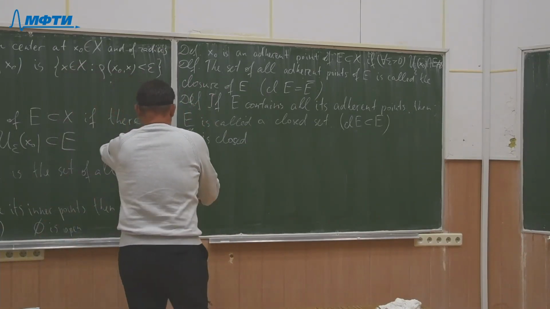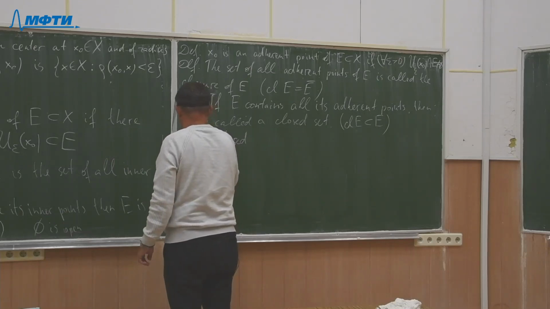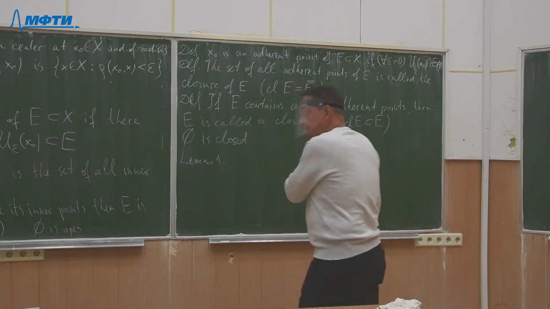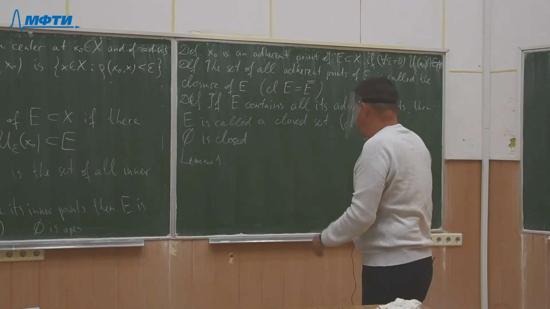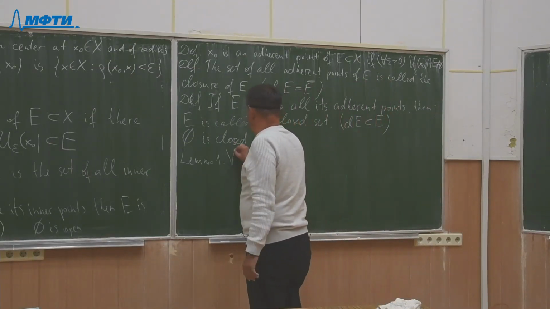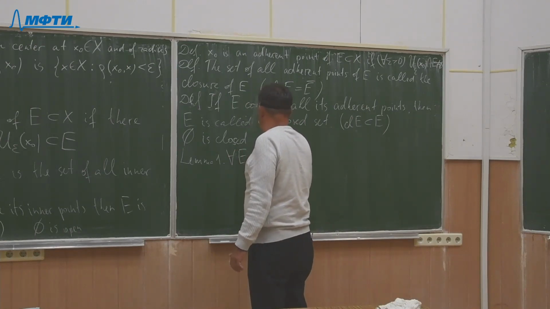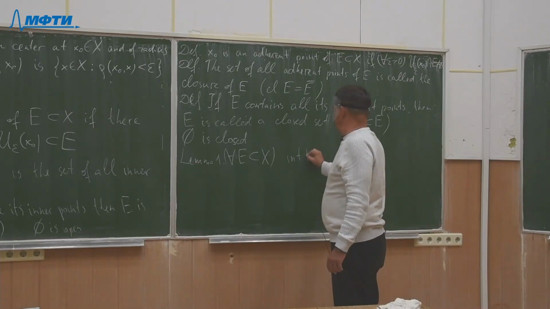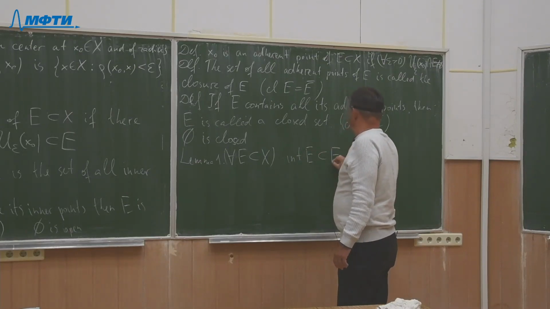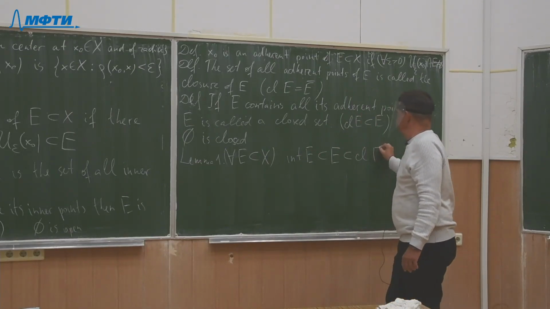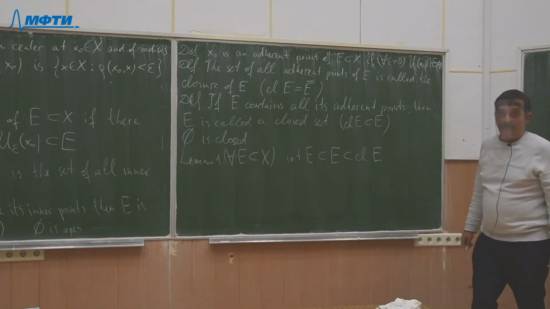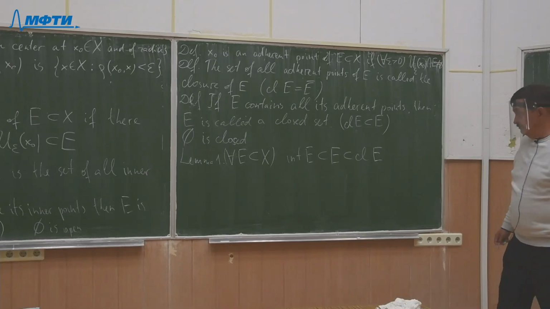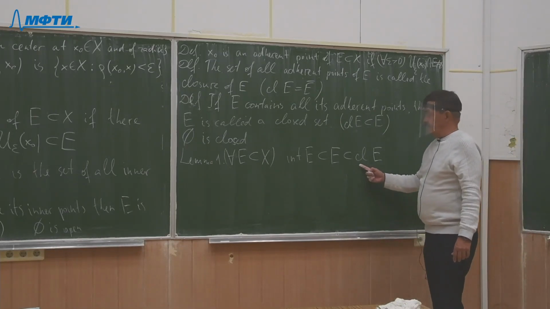Okay, now lemma 1. So for an arbitrary set E, we have opposite inclusions. So interior is always a part of a set, and the set is always a part of its closure.